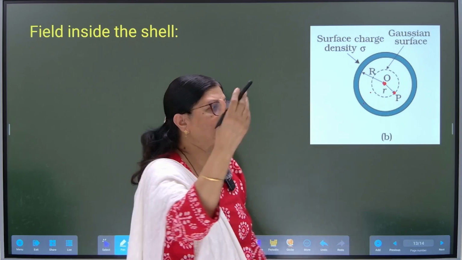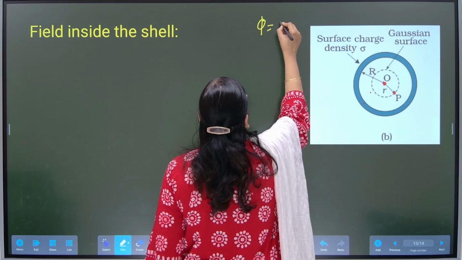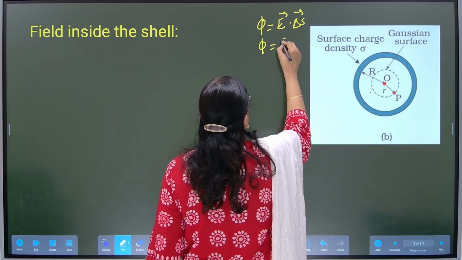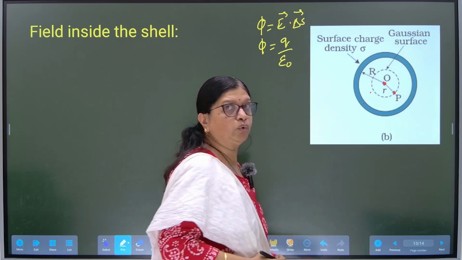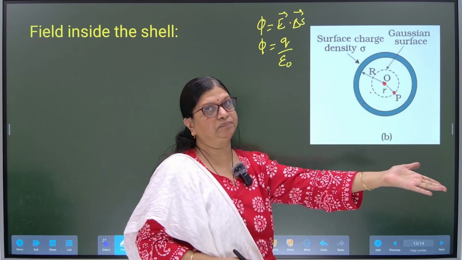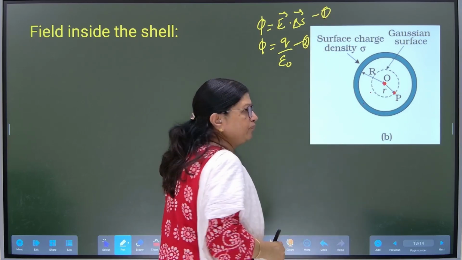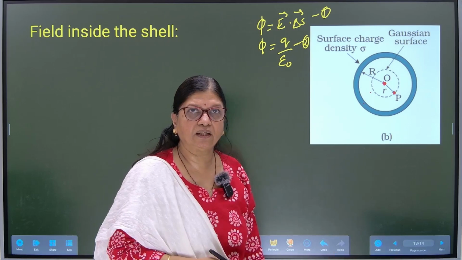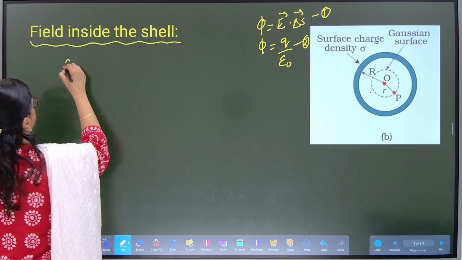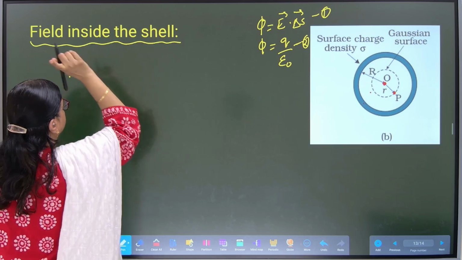Using the formulas which we have used just now, what we have used? Phi is equal to E dot delta S. Phi is equal to Q upon epsilon naught. Using these two formulas, again we will get the electric field for a point inside the shell. Correct? Let us name this as equation 1. Let us name this as equation number 2. We shall follow the same process. So, with the same logic, let us find out phi 1 for the Gaussian surface inside the shell, which is also circular in shape.